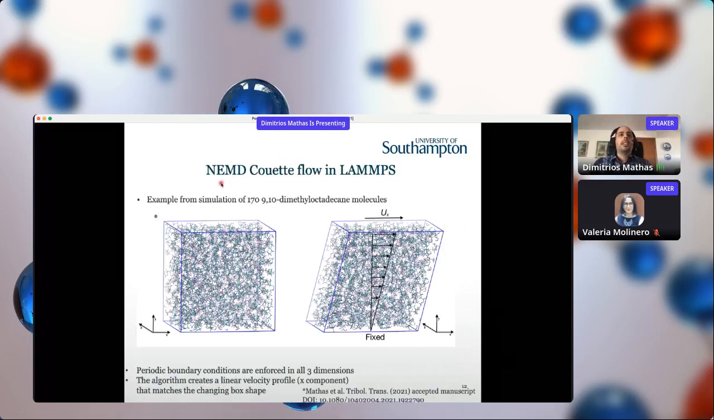Here we saw an example of NEMD Couette flow using LAMMPS, and this example is from our simulation of 9,10-dimethyloctadecane molecules. And we see that periodic boundary conditions are enforced in all 3 dimensions, and the SLLOD algorithm creates a linear velocity profile, as we can see here, that matches the changing box shape. And this is taken from our recent paper, which got published recently.